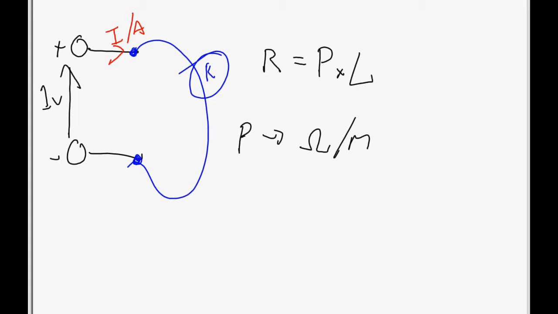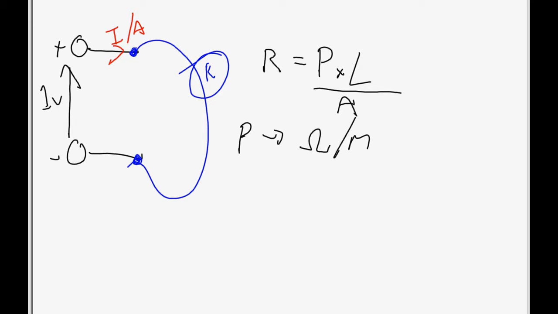multiplied by the length of our wire, divided by the cross-sectional area.